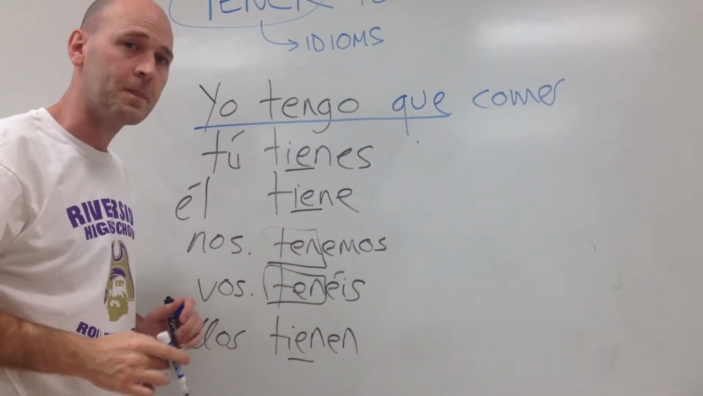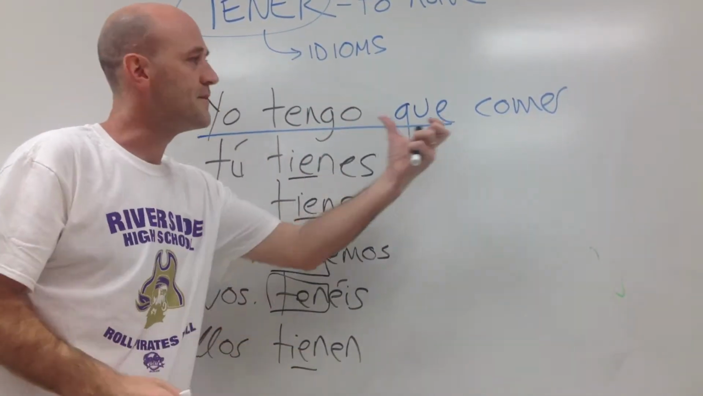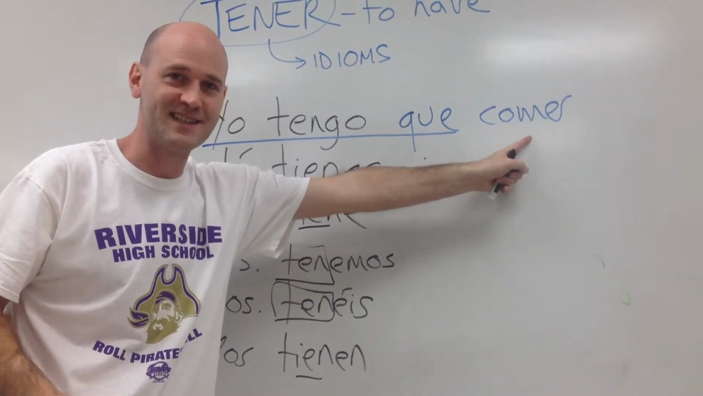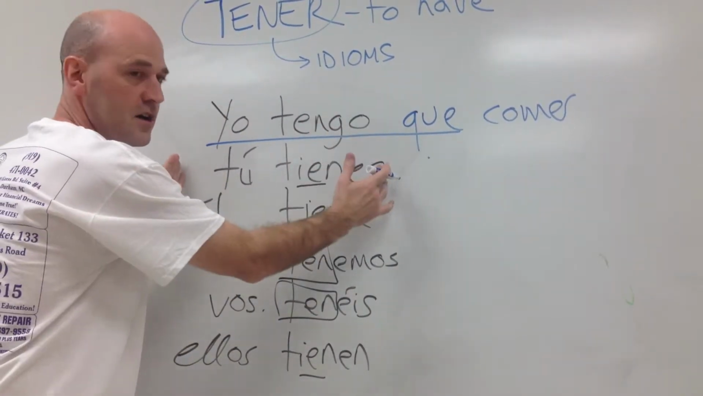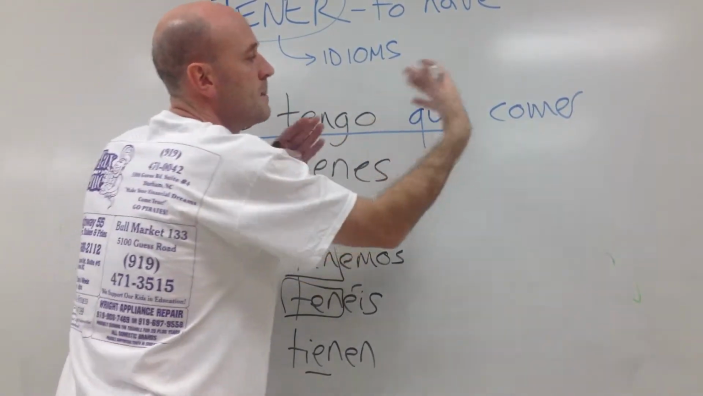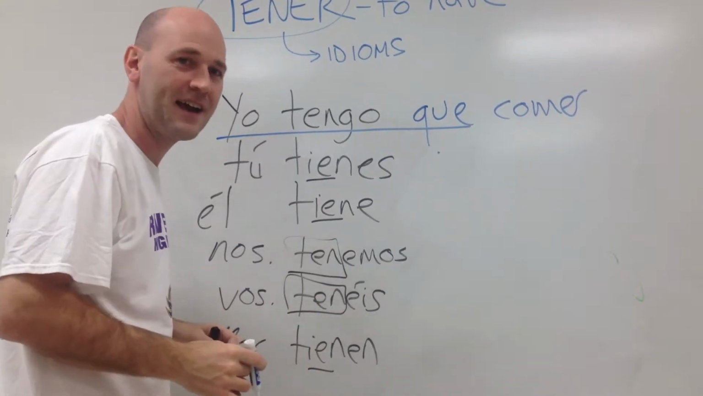That's one idiom, perhaps the most important. When you add que and the infinitive form of the verb, you do not conjugate this part. You just conjugate here. That stays the same, and it means I have to eat, or whatever, for anybody, okay?